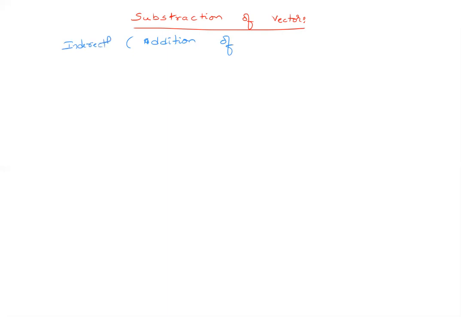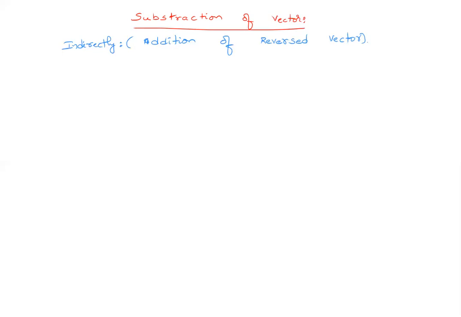Now whenever I am doing subtraction of vectors, what I am doing is nothing but addition of a reversed vector. Subtraction is indirectly addition of a reversed vector.